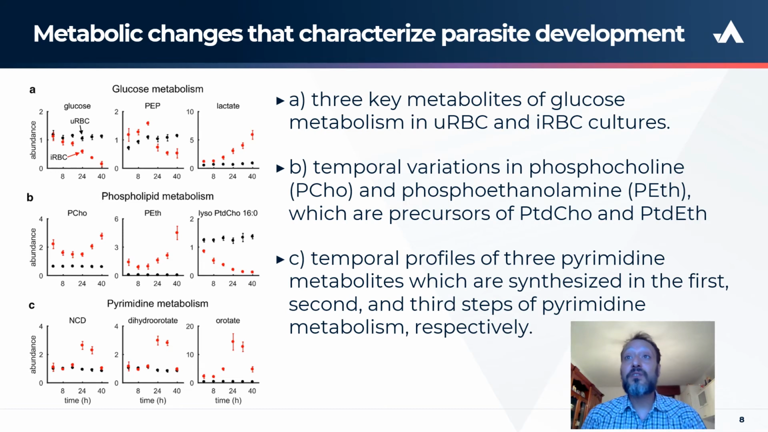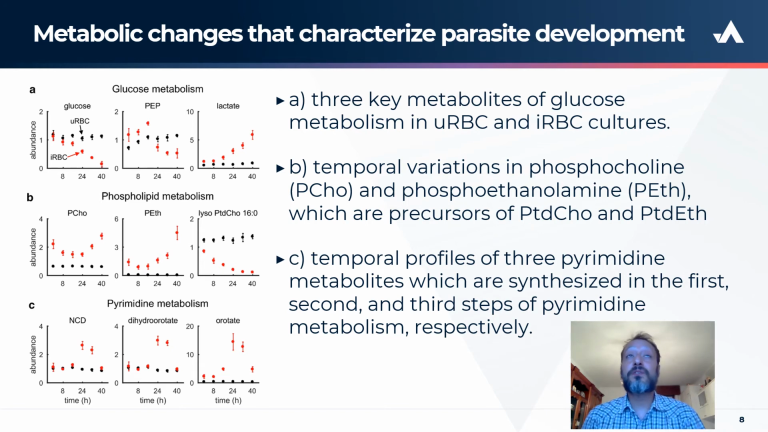Now, in figure B, you can see the temporal variation in phosphocholine and phosphoethanolamine, which are precursors of phosphatidylcholine and phosphatidylethanolamine, respectively. So both metabolites exhibited the highest abundance in infected red blood cell cultures towards the end of the intraerythrocytic developmental cycle, which is commensurate with the increased demand for membrane lipids in the developing merozoites.